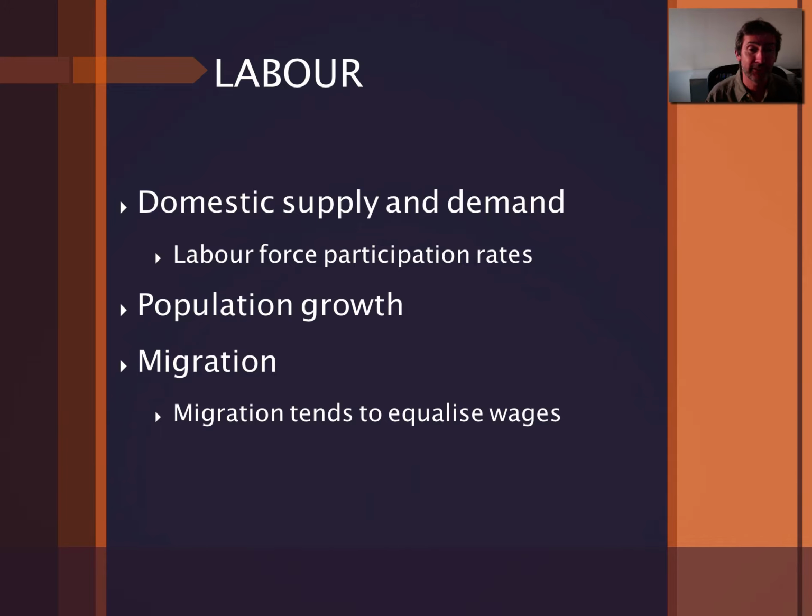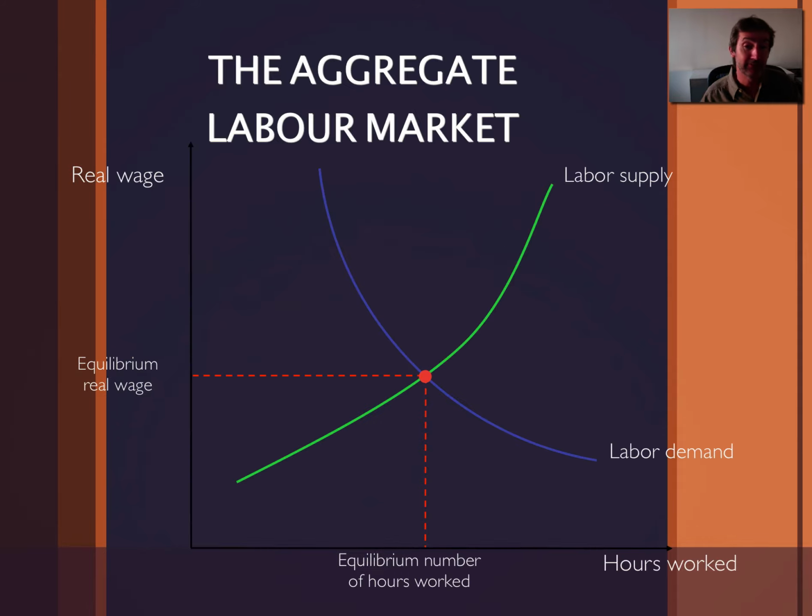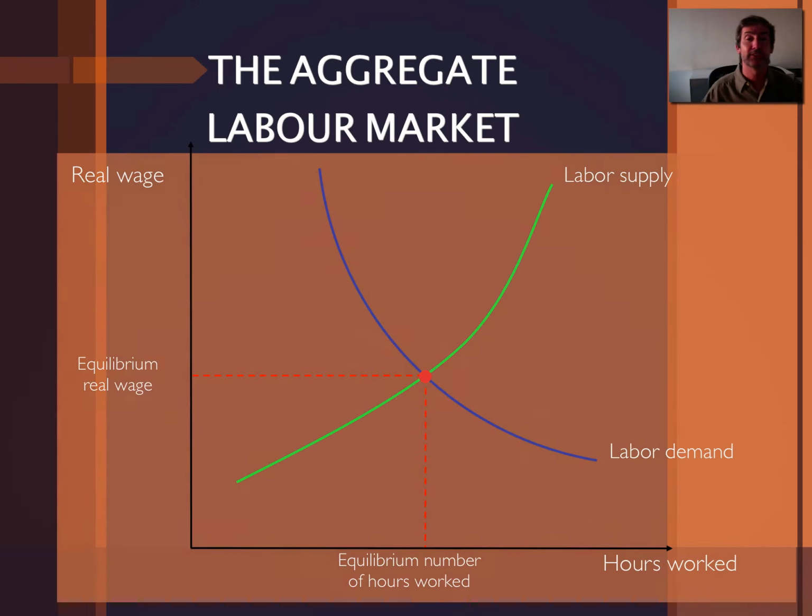The second thing that we can look at is population growth. Over long periods of time, that can be important for affecting the total amount of labor in an economy. And the third is migration, and in particular, international migration. And migration tends to equalize wages. So our underlying story here is just a competitive labor market. The labor market may not be truly competitive, but for the kind of analysis we need to do here, it's good enough just to think in terms of a competitive market.